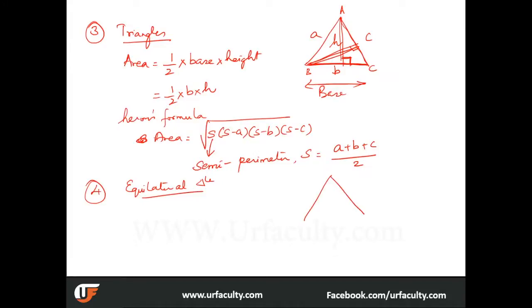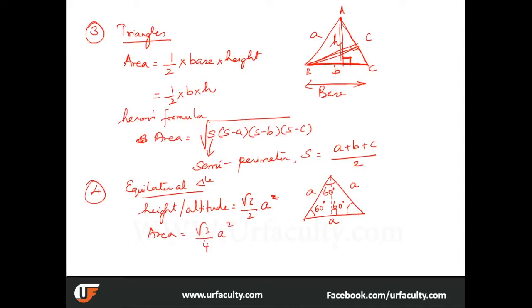Let's say we have an equilateral triangle, which means all the sides are equal, which means all the angles are 60 degrees. So in the case of an equilateral triangle, if I try to draw the same altitude, the height or altitude in the equilateral triangle is root 3 by 2 a. And the area of an equilateral triangle is root 3 by 4 a square.